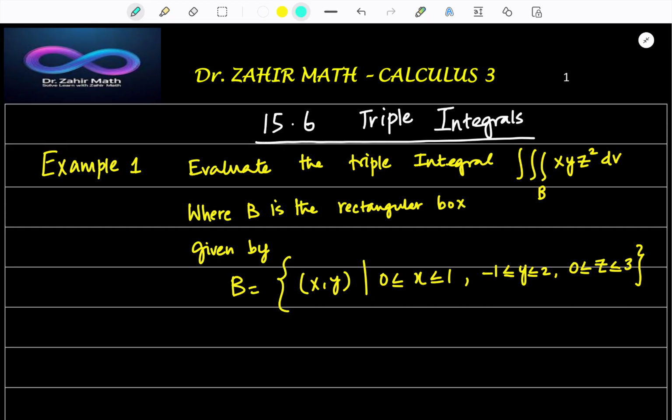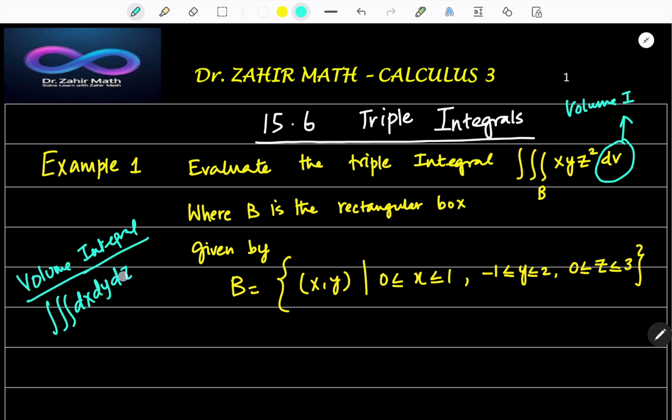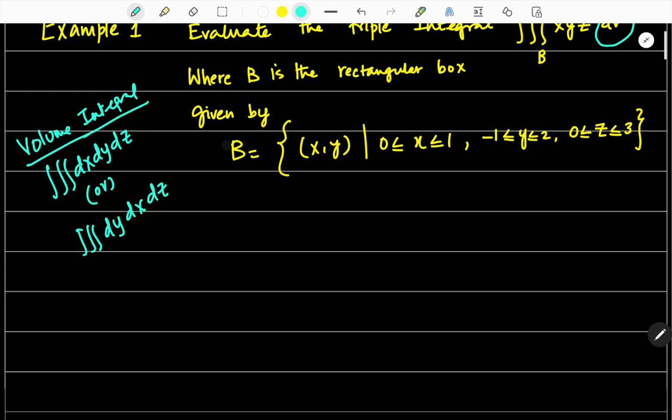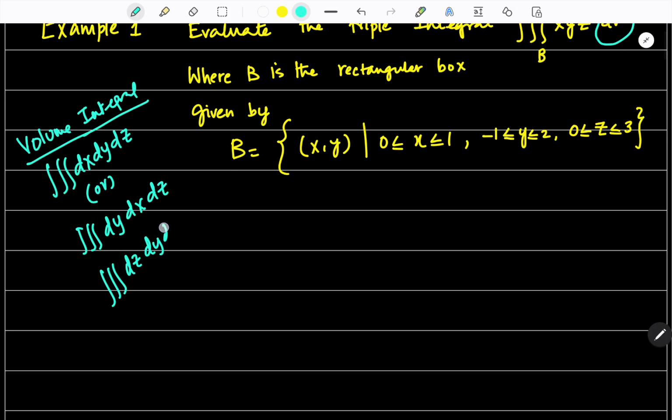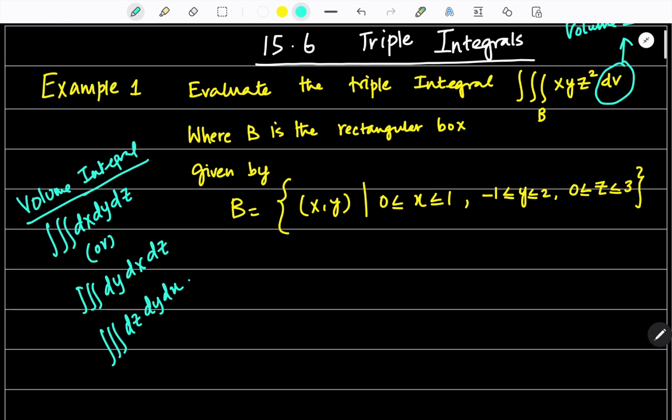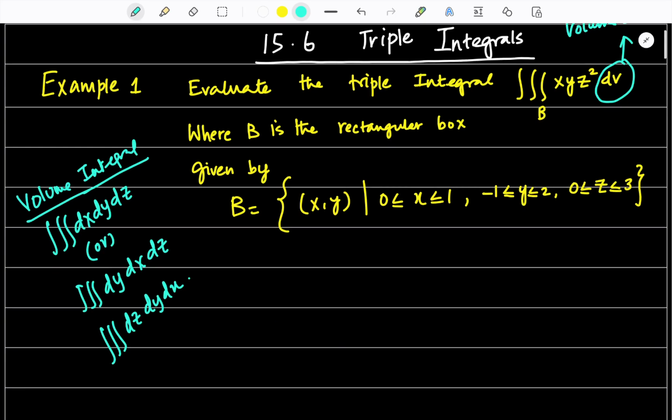Evaluate the triple integral xyz squared dV. dV is called the volume integral. Because it is a triple integral, it can be dx dy dz, or dy dx dz, or dz dy dx. So any one order, according to the given question, you can follow. If it is not given, you can take any one of your choice.